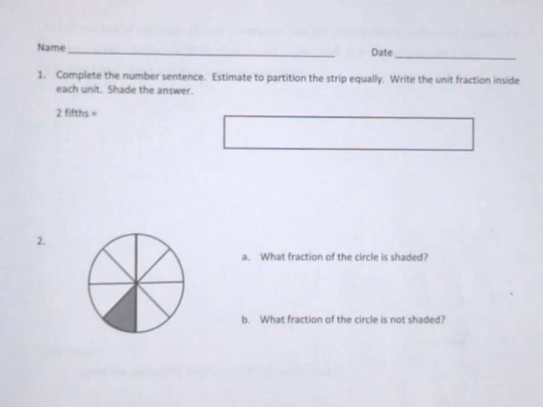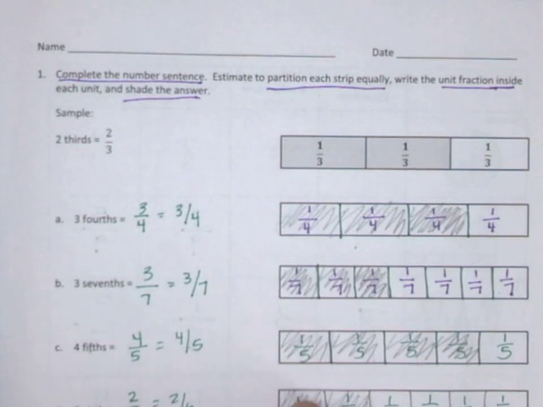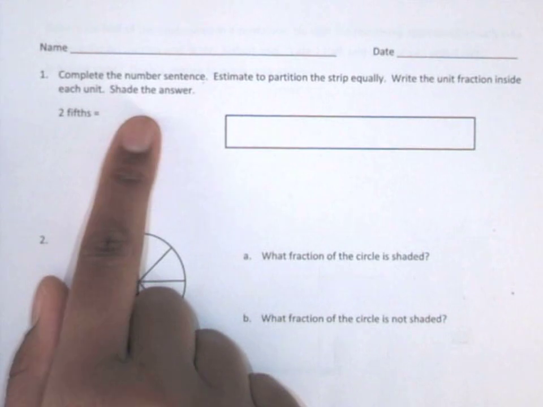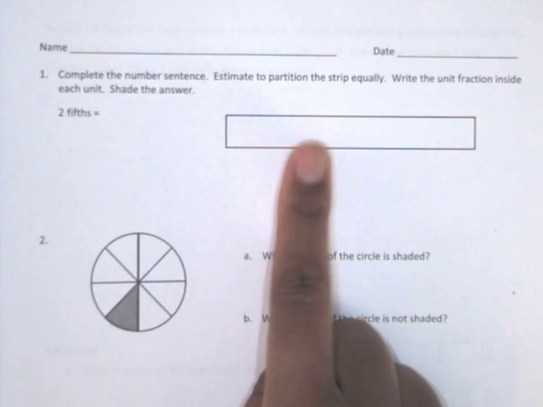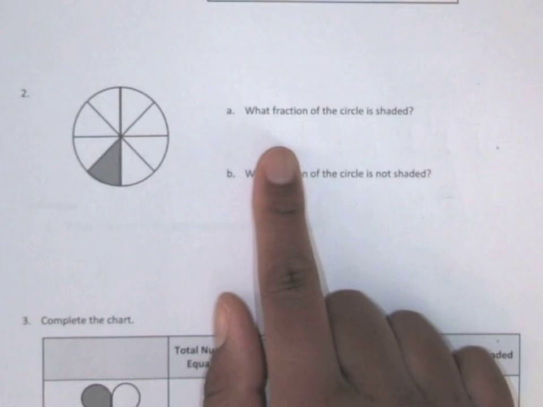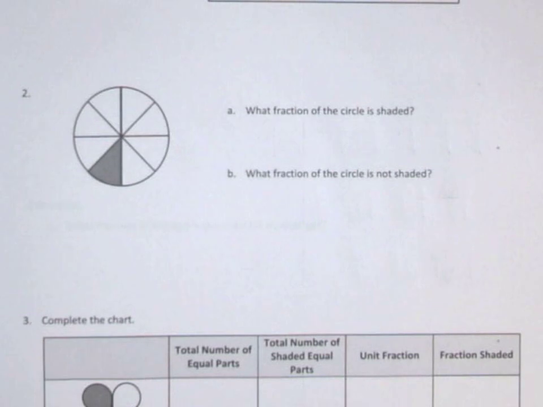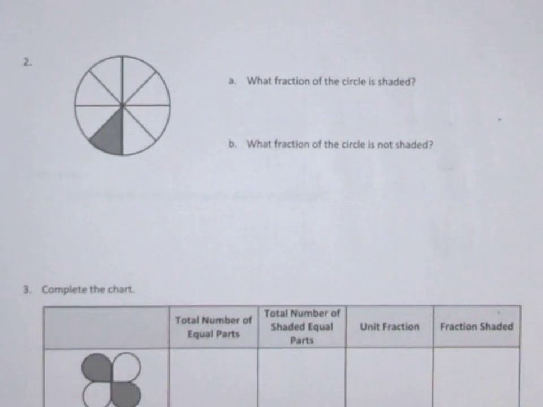So here's our exit ticket. Okay, it says complete the number sentence, estimate to partition the strip equally, write the unit fraction inside each unit, and shade the answer. So this is the same thing that we did here. Okay, you're just writing it out in unit form and showing it here on the bar. Here, what fraction of the circle is shaded, what fraction of the circle is not shaded, and then you're going to complete the chart, which is what we just did in the last section.